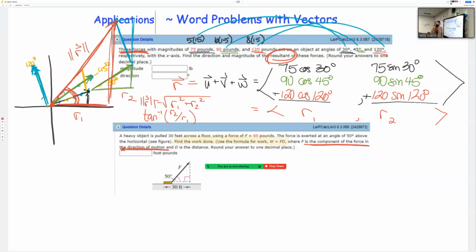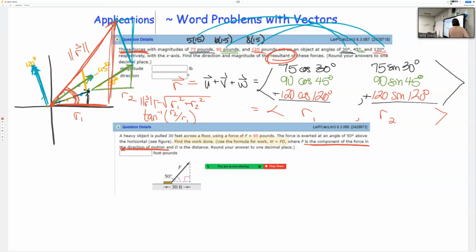According to what we just read. Am I allowed to just plug in 95 and say 95 times 30 and I'm done? No. Why not though? It says F is the component of the force. Wait, when it says component, what should I be thinking? Yeah, maybe like a piece of it. Maybe it's not all of it. Component, like, hey, I could break this down into different pieces. The component of the force in the direction of the motion.